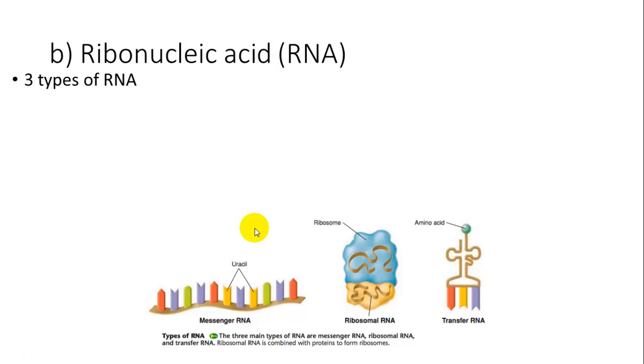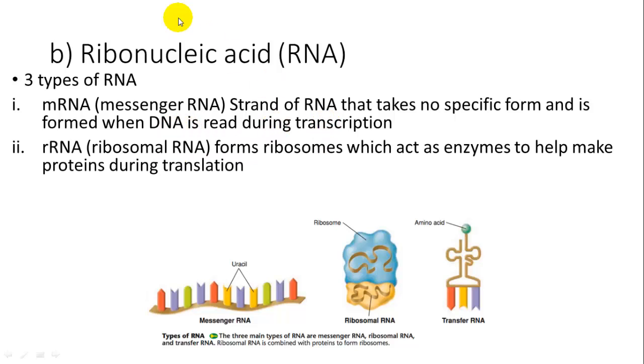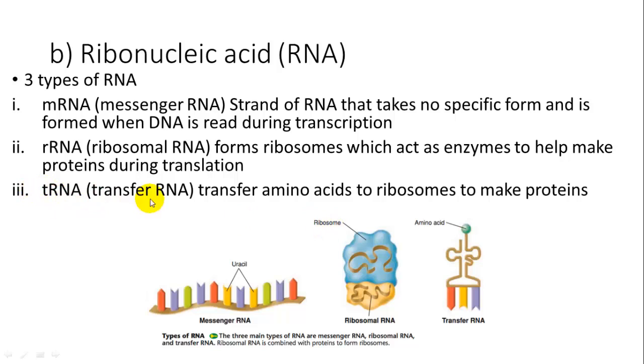Ribonucleic acid is a single strand of nucleic acids strung together, so it doesn't make the twisted ladder of DNA. And there are 3 different types. You have messenger RNA, which is formed at the DNA, so it's read during a process called transcription. We'll go into that in a later chapter. rRNA, or ribosomal RNA, is what ribosomes are made of. And tRNA, or transfer RNA, takes amino acids to the ribosome as they're being read by the messenger RNA, and the ribosome then strings those amino acids together to form proteins.